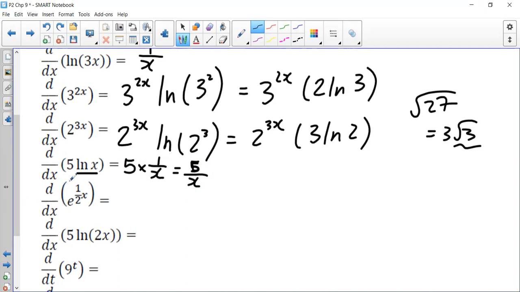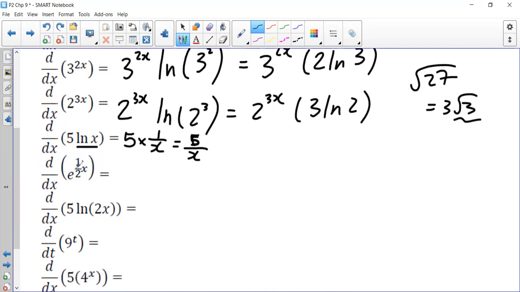Next one, there we go. e to the power of half x. The coefficient is half, so differentiate anything with power of e will multiply by the coefficient. So it's half e, the power remains the same, half x.